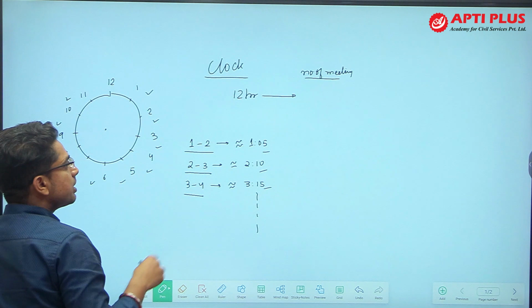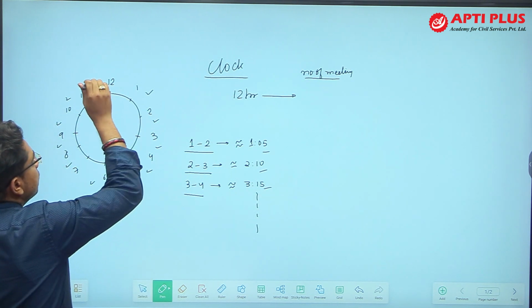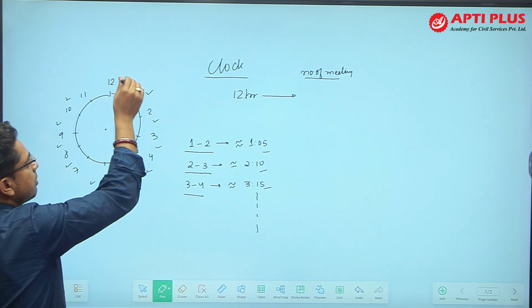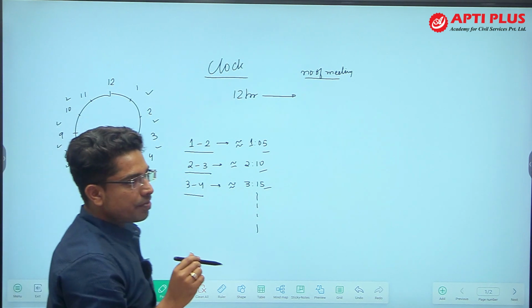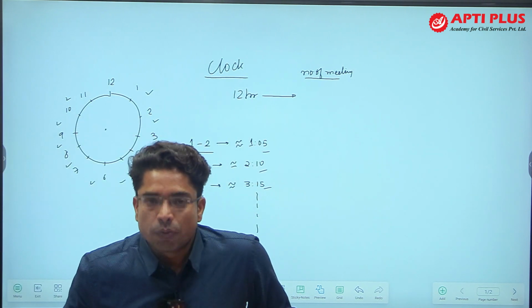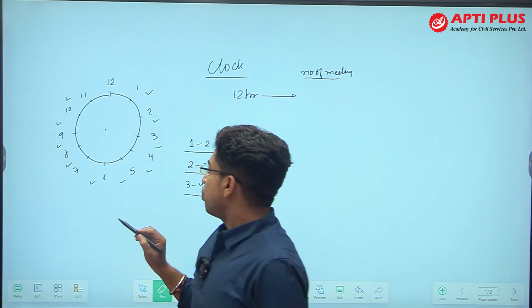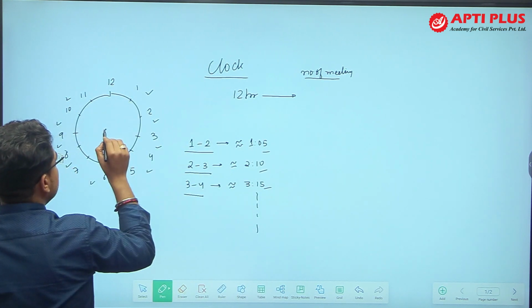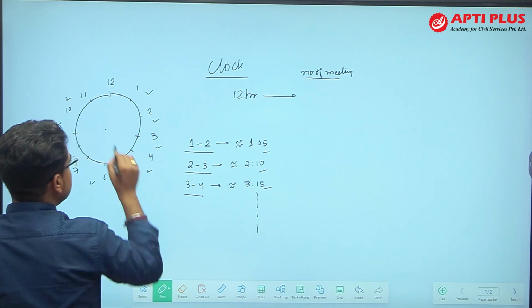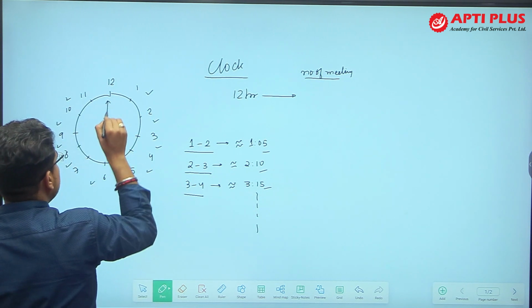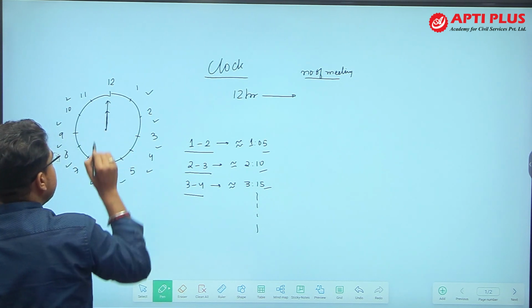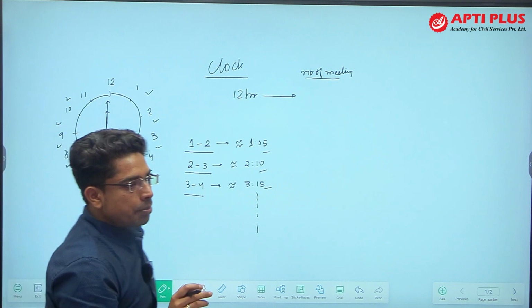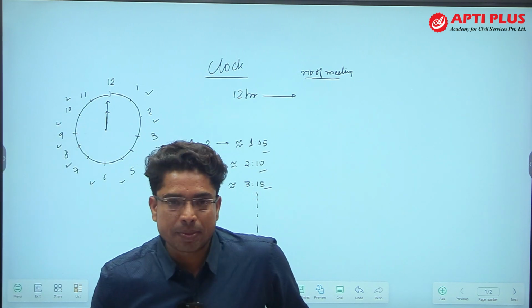Now, if I go with the same pattern, I will say another meeting will happen between 11 and 12 and the next meeting will happen between 12 and 1. But that is not correct. Why? Because if I ask you, when do the hands of the clock meet between 11 and 12, after a little bit of thought you will realize that it meets sharp at 12. It does not meet anywhere between 11 and 12, but it meets sharp at 12.